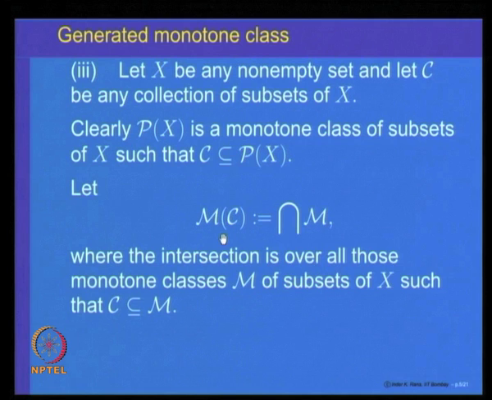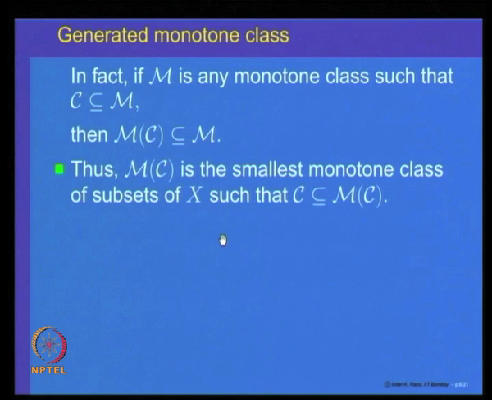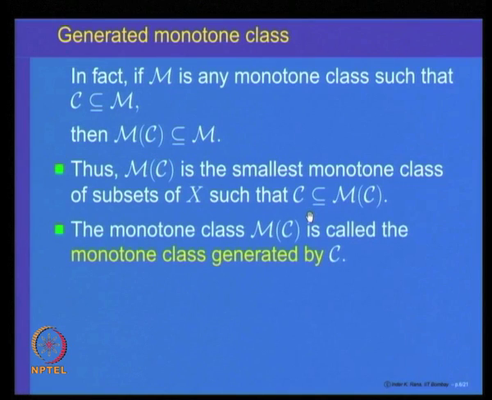So, this is what we have proved. Thus M of C is the smallest monotone class of subsets of X such that C is inside M of C, and this collection is called the monotone class generated by C. So, every collection C has the smallest monotone class which includes it. That is called the monotone class generated by it.